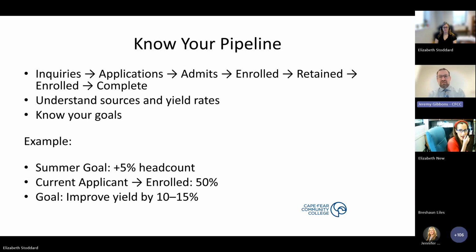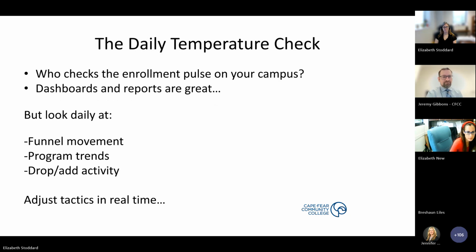Students have done so much just to get to that point in our process. And so our goal right now is to try to increase our yield from applicant to enrolled by 10 to 15%. And so everything from the strategic plan all the way down to our daily work, we're trying to help that be one piece of our needle. We can go to the next slide.